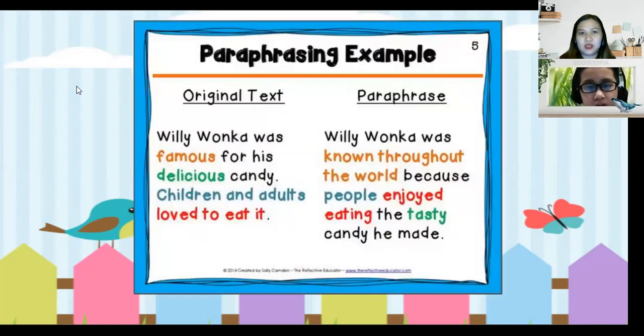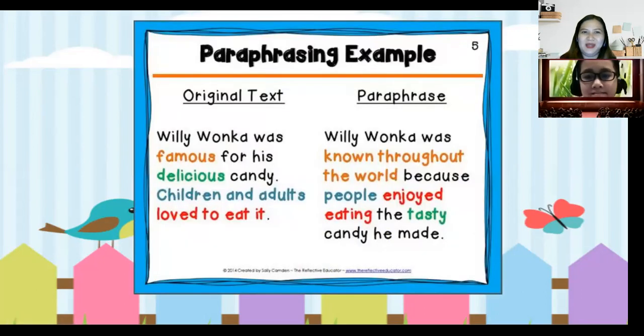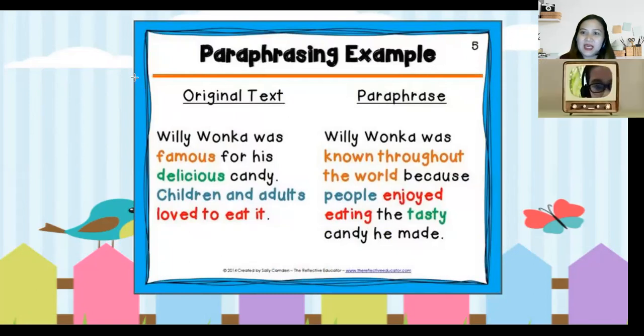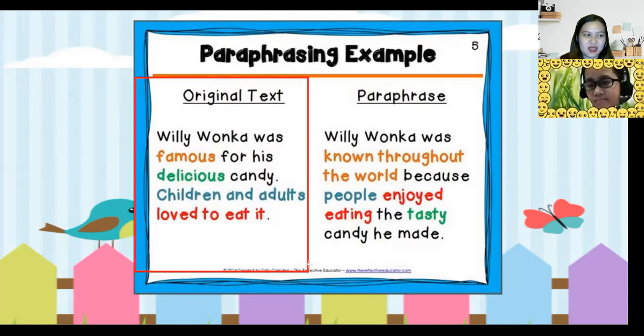Here, I want you to look at a paraphrasing example. Look at this one, Vivu. This part is the original text.